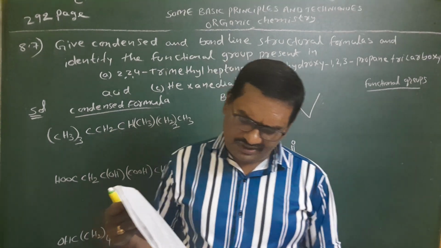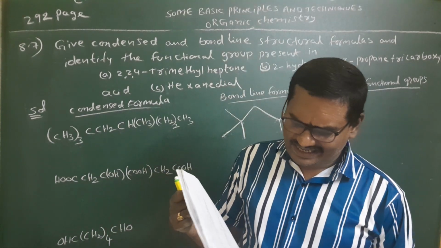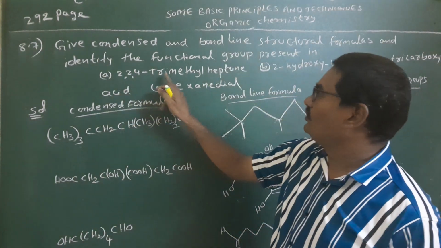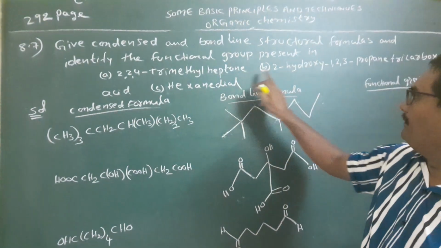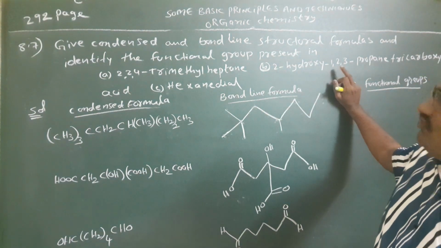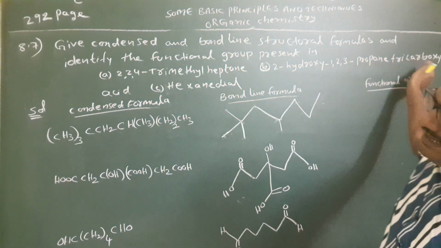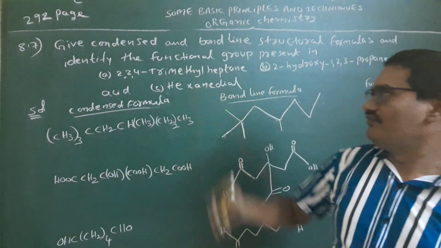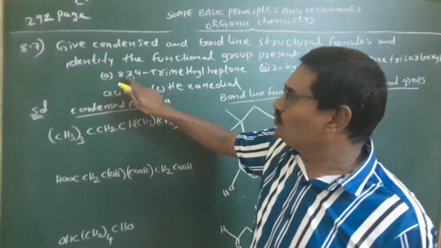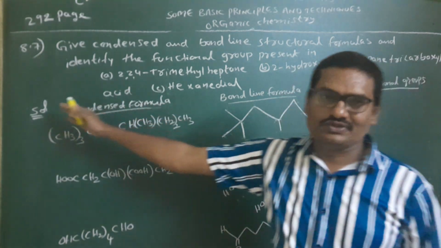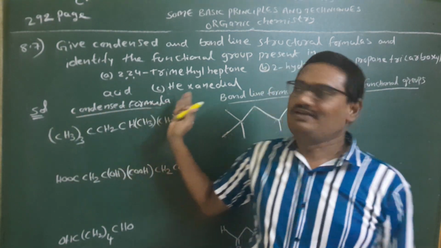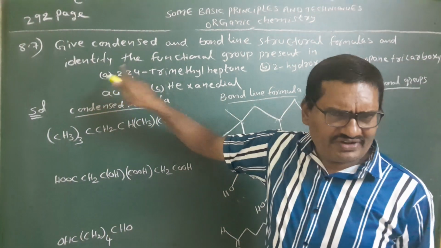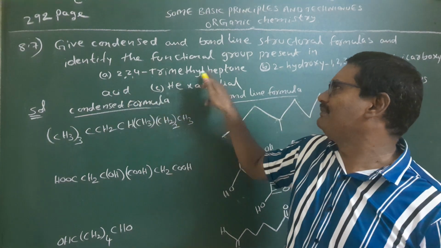Write the condensed and bond line structure formulas and identify the functional groups present, if any. A. 2,2,4-trimethylheptane. B. 2-hydroxy-1,2,3-propane tricarboxylic acid. C. Hexane dial. So for each one, we write the condensed formula, the bond line formula, and its functional group. First one here: 2,2,4-trimethylheptane.